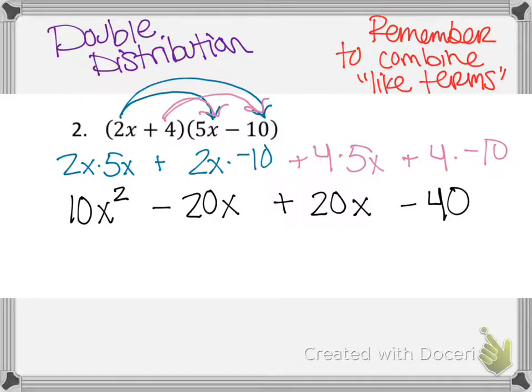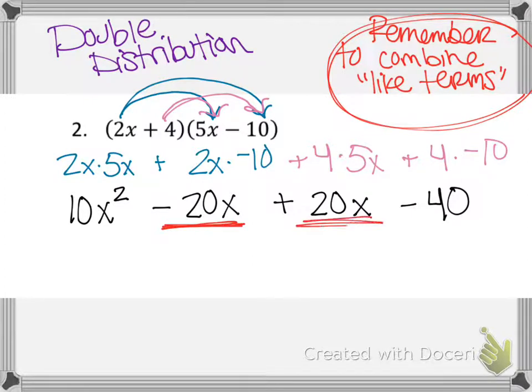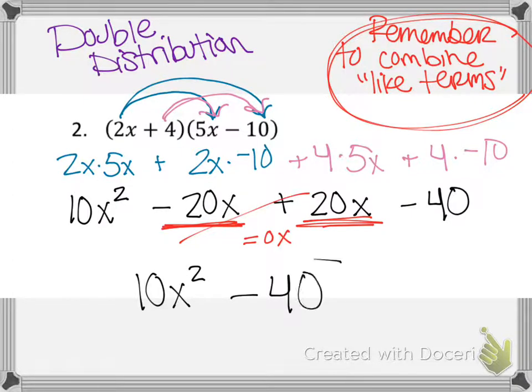And I'm almost done. I've distributed everything, but I have to remember to combine my like terms. So I've got to look and see what are some like terms. Well, here's an x. I have negative 20x, and then I have another x, a positive 20x. Negative 20x and positive 20x actually end up canceling each other out. It equals 0x. So my final answer is actually just going to be 10x squared minus 40.